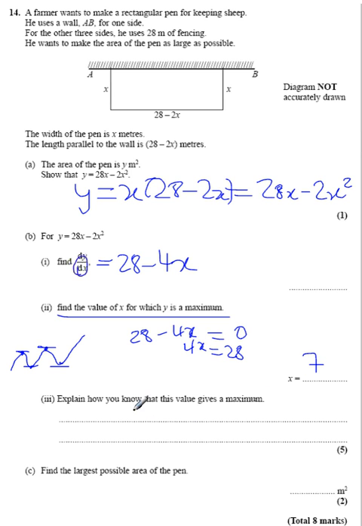How do you know that this value gives a maximum? Well, this is a common type of question. It asks you how you know what type of graph you've got. Well, it's a quadratic because it's 28x minus 2x squared. That's the original function, not the gradient function. It's a quadratic because the highest power of x is x squared, and it's a negative quadratic. That is to say, the number in front of x squared is negative. It's minus 2x squared. So a negative quadratic means that the point where the gradient is 0 is a maximum.